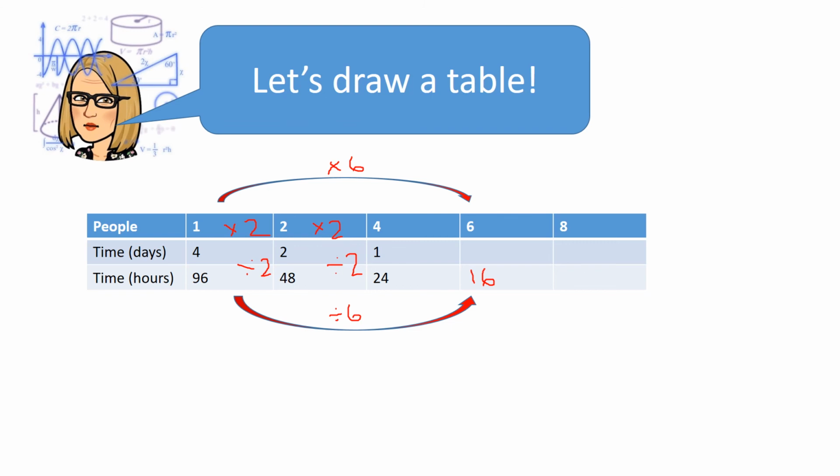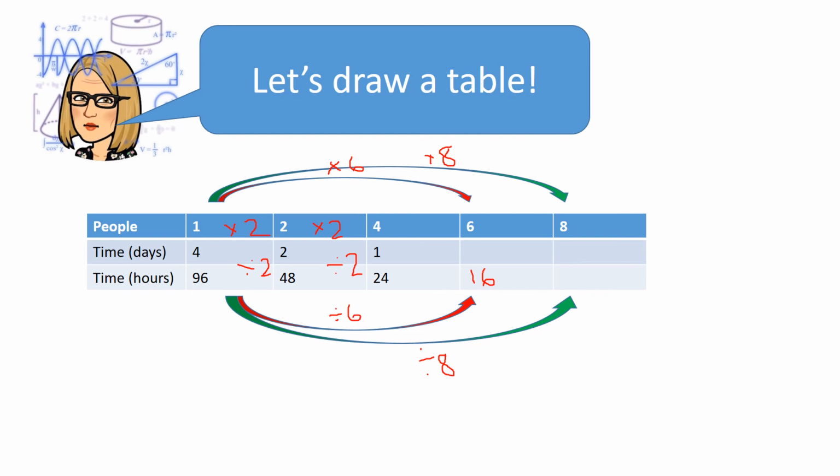Now, what about if I've got 8 people painting? So I've got one person, and I've multiplied that by 8, which means the amount of time it takes, this 96 hours, is going to be divided by 8. If 8 people are painting, then it's going to take 12 hours.